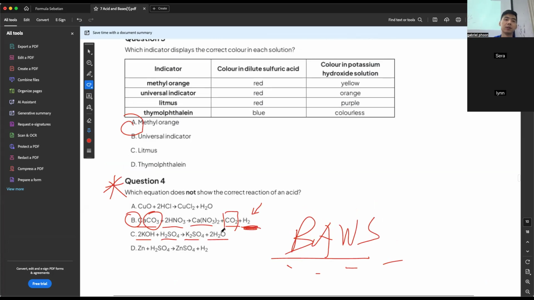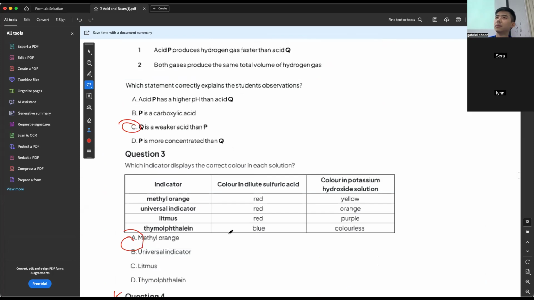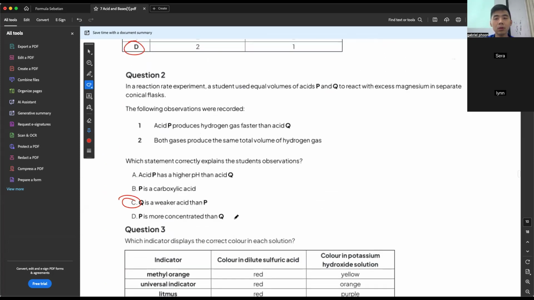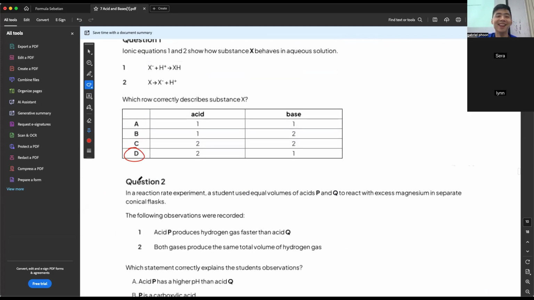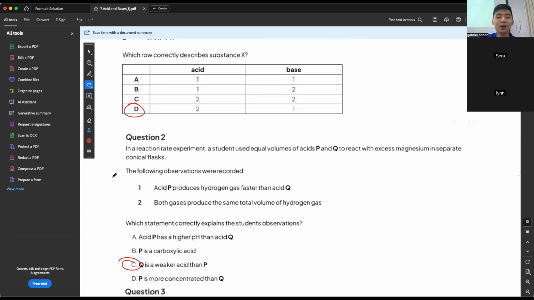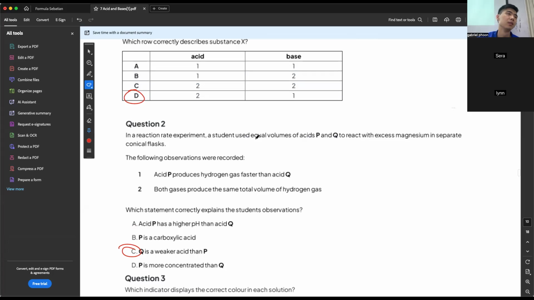Any other questions from the next five? Three? Two? Wait, question two. In a reaction rate experiment, a student investigated. Hey, did I tell you not to do that just now? Give me that. Give it to me now.